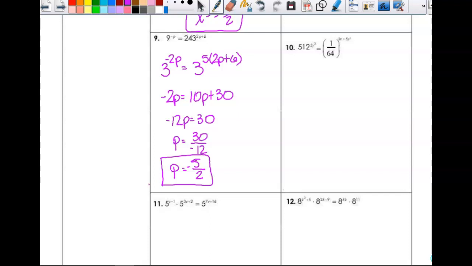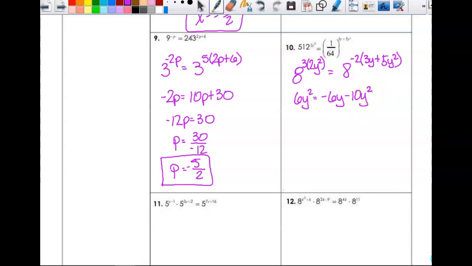Could I use 8 as my base here? 8 times 8 is 64. Is 64 times 8 going to give me 512? Yes, it does. So we can use 8. So I will have 8 to the 3 times 2y squared equals 8 to the negative 2 times 3y plus 5y squared. So 6y squared equals negative 6y minus 10y squared.